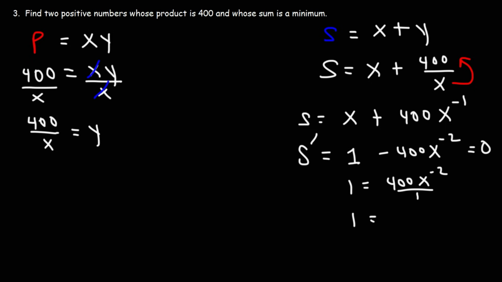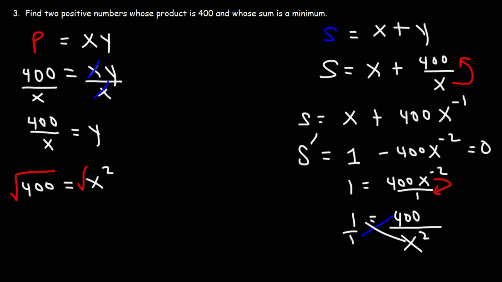Now we can put this over 1, and let's bring the x back to the bottom so that the negative exponent will become positive. So this becomes 400 over x squared. Now let's cross multiply. 1 times 400 is 400, and 1 times x squared is x squared. If we take the square root of both sides, we get that x is going to be plus or minus 20. Now we want two positive numbers, so we're going to go with positive 20 instead of negative 20. So that's the value of x that we have so far.